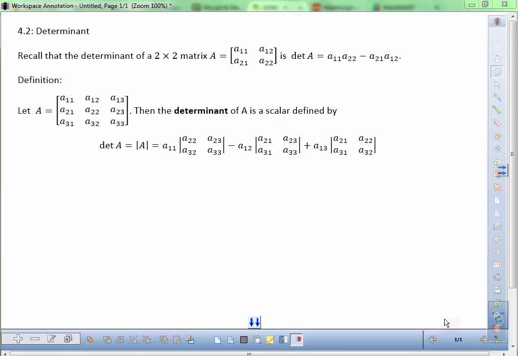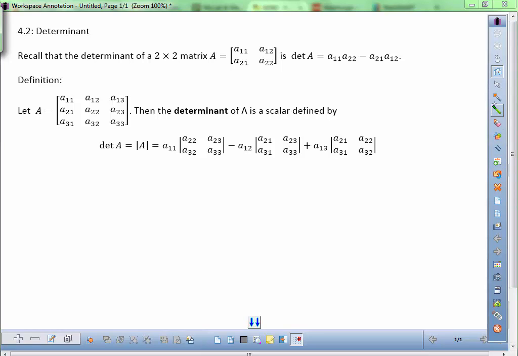So we're going to dig deeper into determinants a little bit more, or at least be able to find them, and then use them to help us find the eigenvalues and eigenvectors.